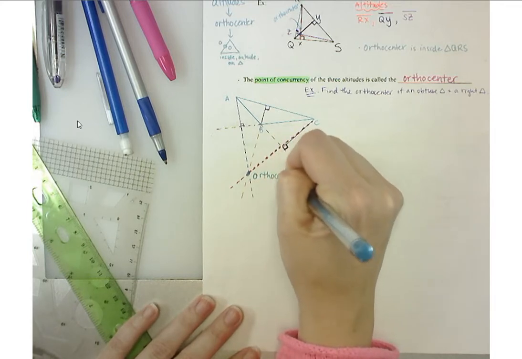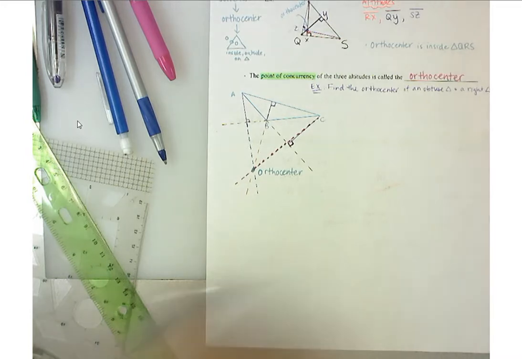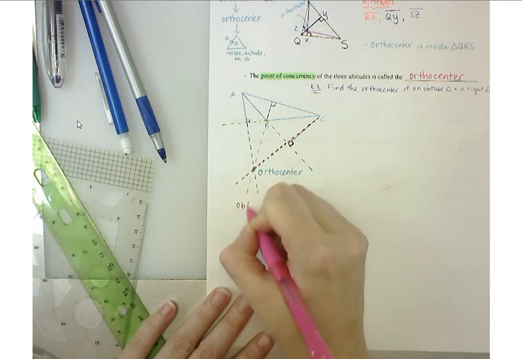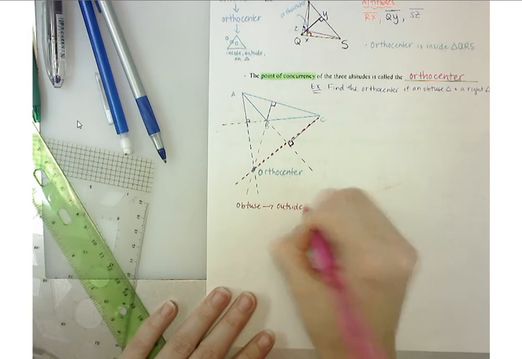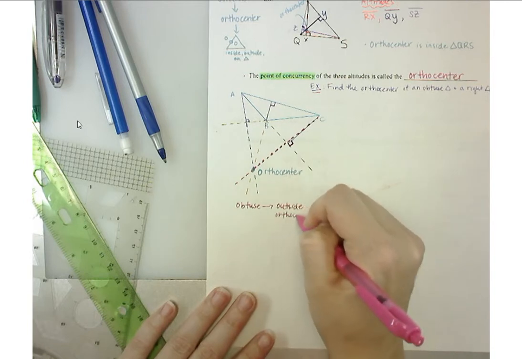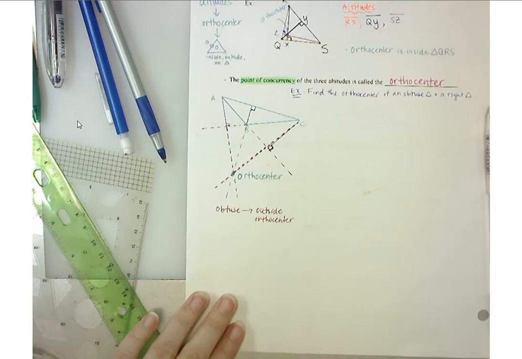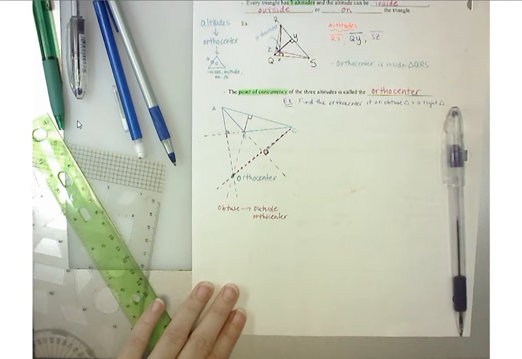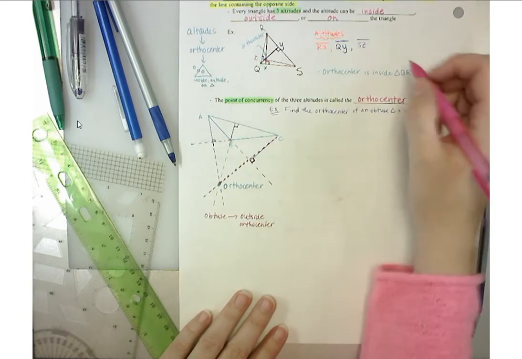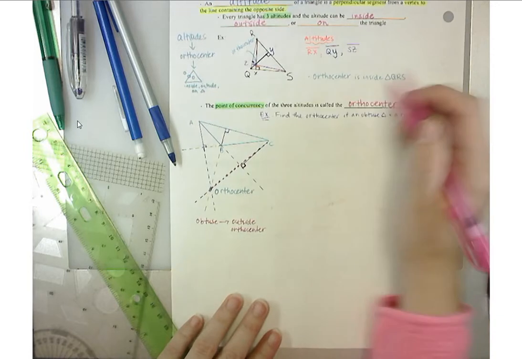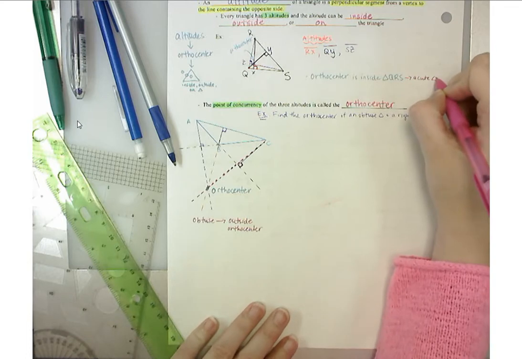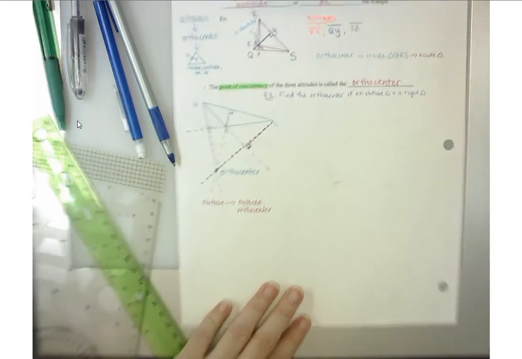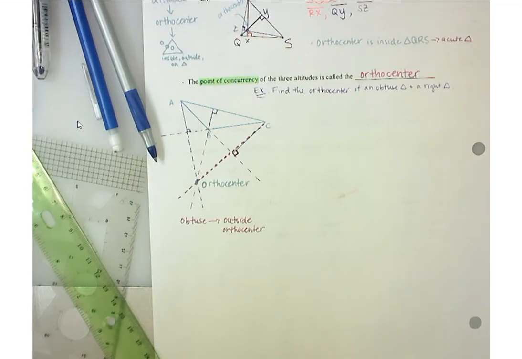And were our predictions right? Is it outside? Yep. So if it is an obtuse triangle, where's the orthocenter? Outside. Yeah, it will. And if it's acute, where is it going to be? Inside. So when we do this for a right triangle, where is it going to be? It'll be right on it. Let's see what that looks like.